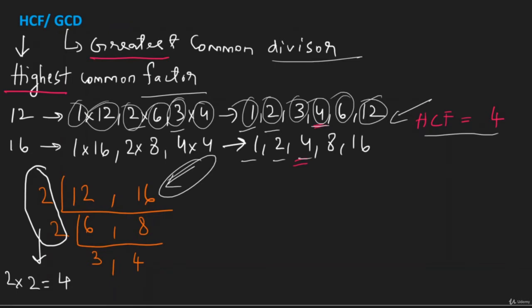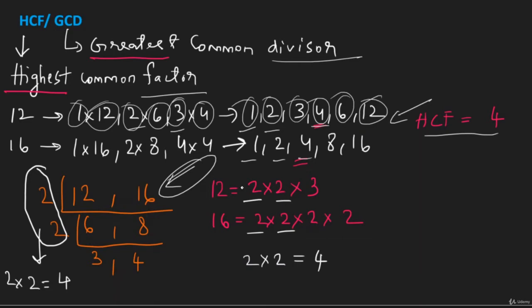Now let's see one more method to find the HCF. Say I can write 12 as 2 into 2 into 3. That's the prime factorization of 12. Similarly, the prime factorization of 16 will give me 16 is equal to 2 into 2 into 2 into 2. Now just take the common factors out. So I have 2 into 2 common in both 12 and 16 over here. Therefore, I take it out and my HCF is 2 into 2, which is equal to 4.